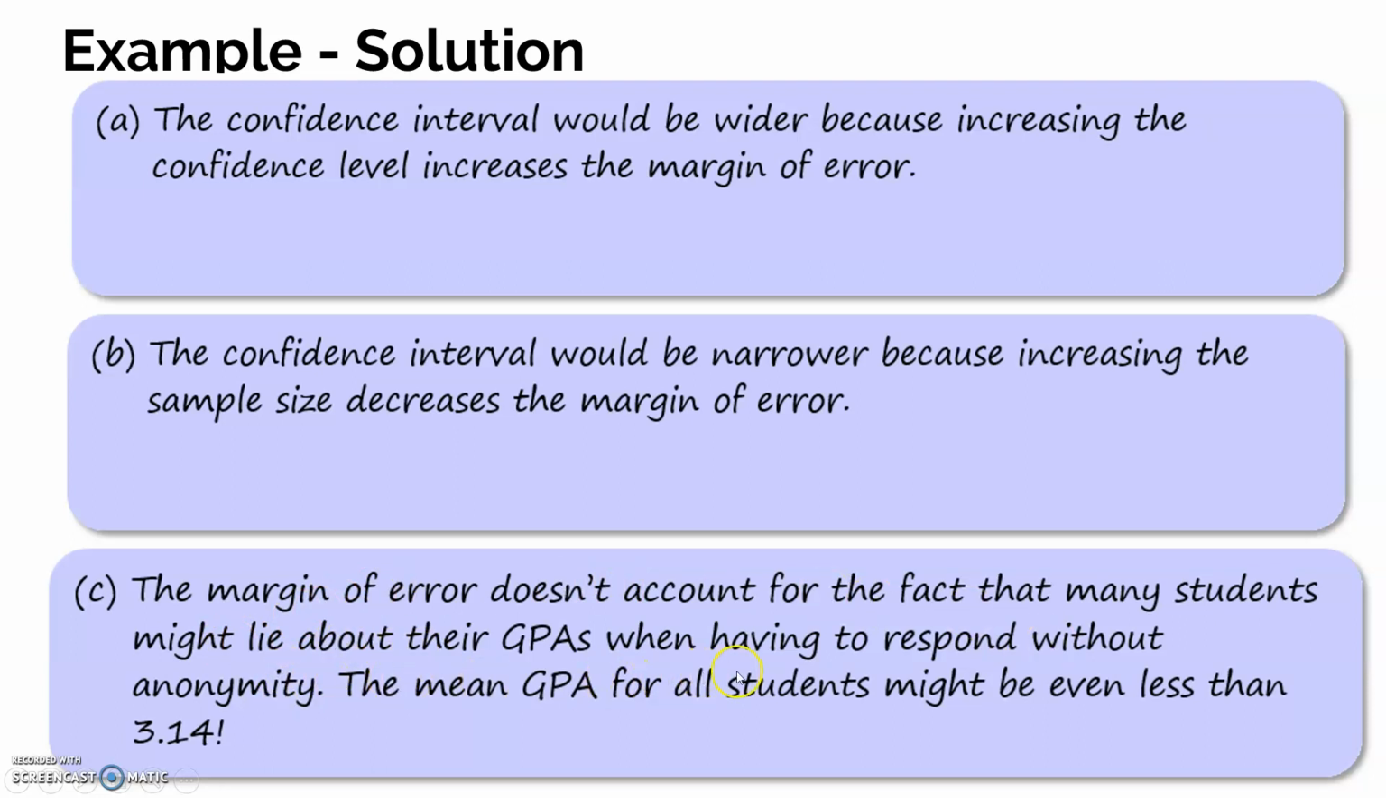The mean GPA for all students is probably going to be less than 3.14. Okay, so if you're asking students out loud to tell their GPAs, you're probably going to get an inflated number. In other words, an overestimate. And this sounds like response bias. It just sounds like the way that the data was collected was not done in the most ideal way.